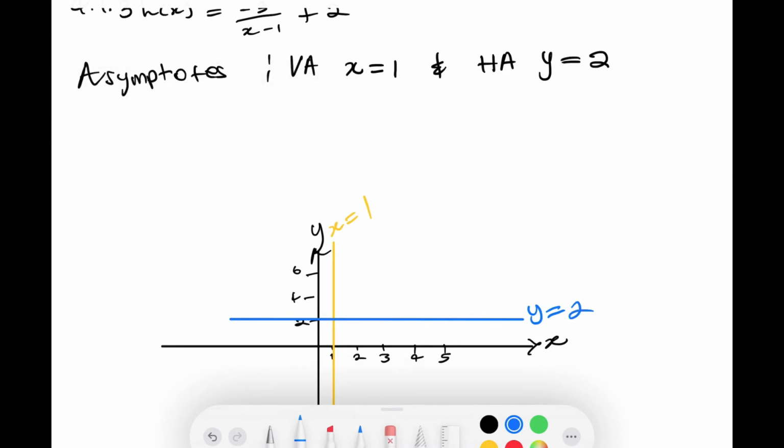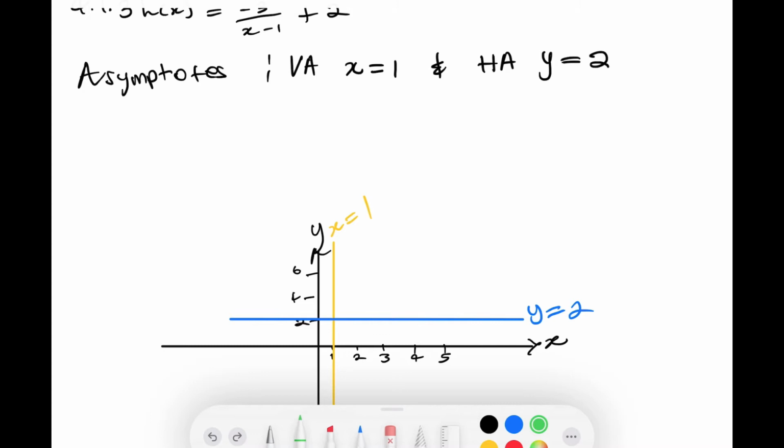Now we're asking ourselves, will the graph be in the first quadrant and the third quadrant, or will it be in the second quadrant and the fourth quadrant? Those are the two options, right? So how do we figure out which option to go with?